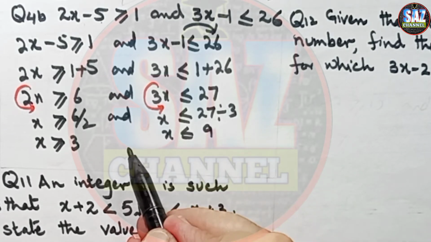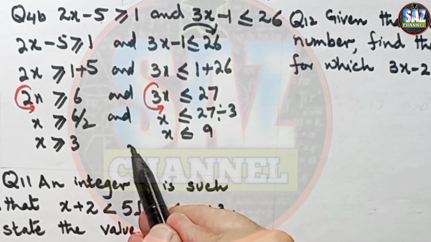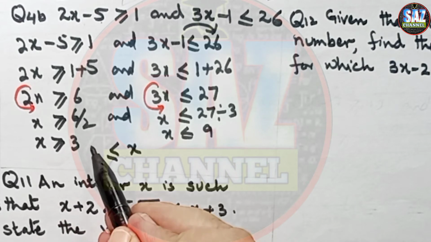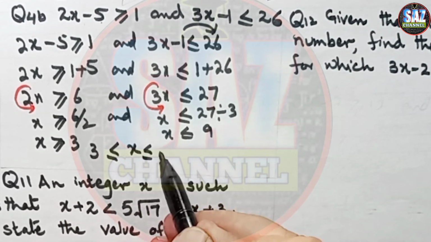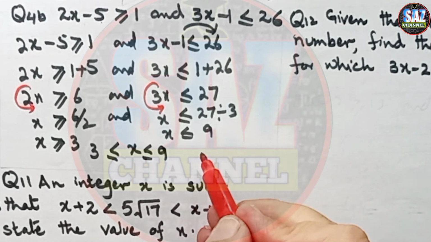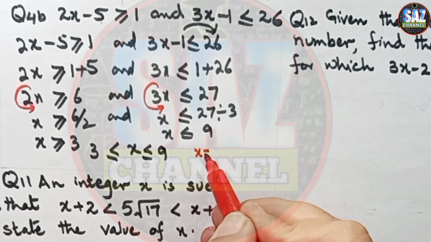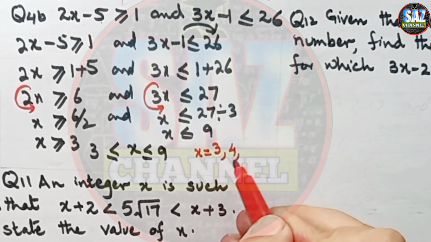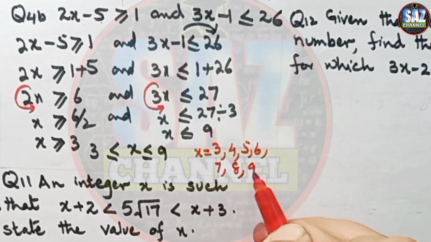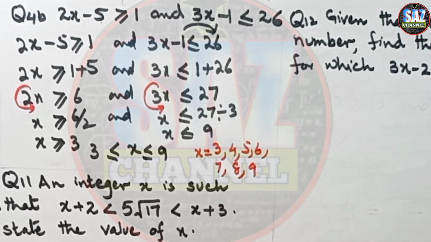So we have to write the range of values first. x is greater than or equal to 3 but less than or equal to 9. So the integer values of x which satisfy both of the inequalities will be x equals 3, 4, 5, 6, 7, 8 and 9. I hope you are clear about this question.